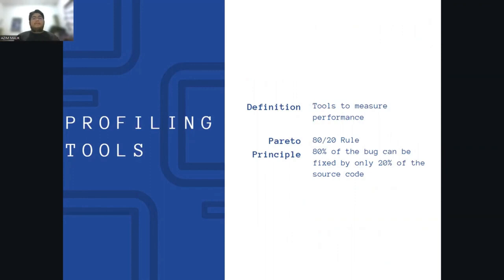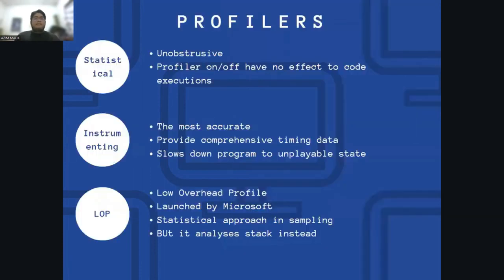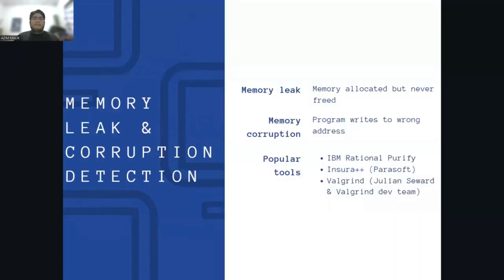Then we have profiling tools, which we use to measure the performance of our source code using the Pareto principle, the 80-20 rule, where 80% of the problems can be fixed by changing only 20% of the source code. The question is which 20% is to be optimized. Here we have three types of profilers: statistical, instrumenting, and LOP. Statistical is unobtrusive and has no effect on our game. Instrumenting is the most accurate, but it slows the game down to an unplayable state. LOP was launched by Microsoft, using a statistical approach, but it analyzes the stack instead.